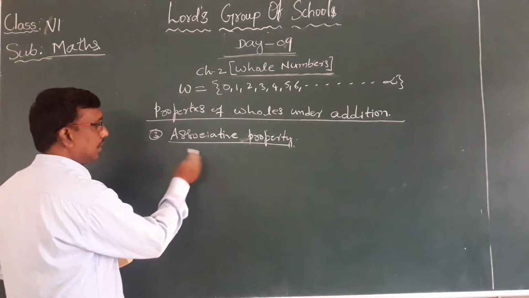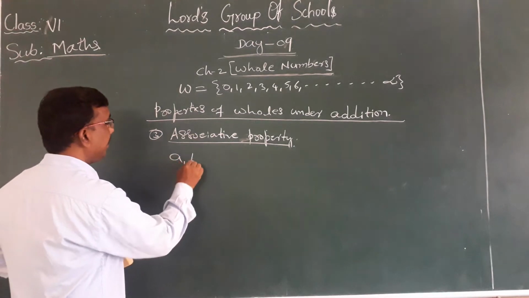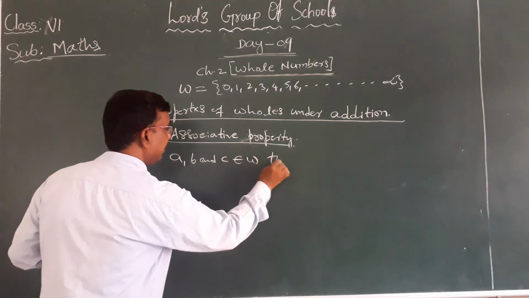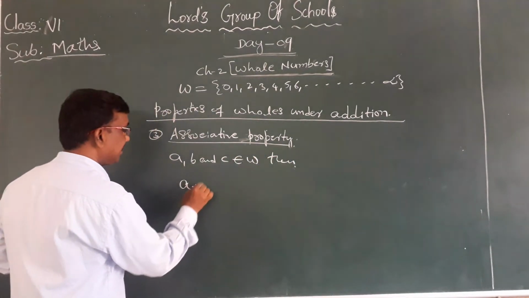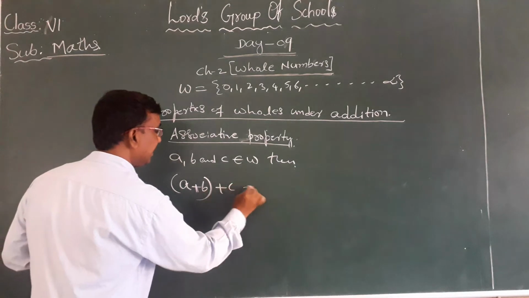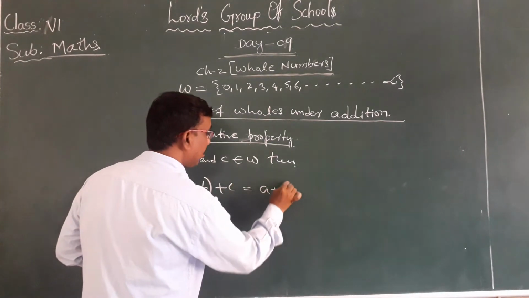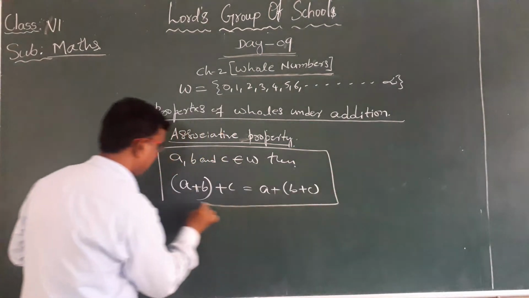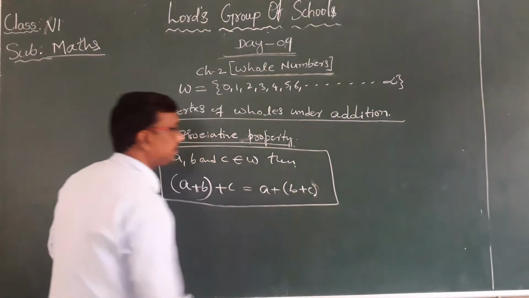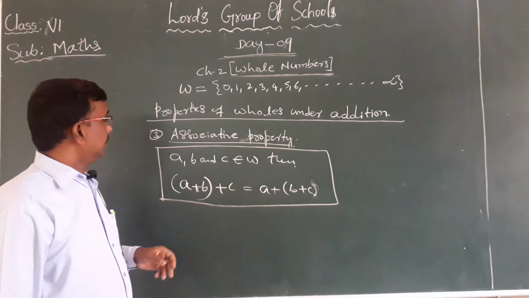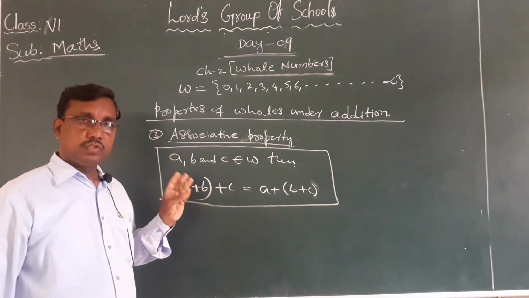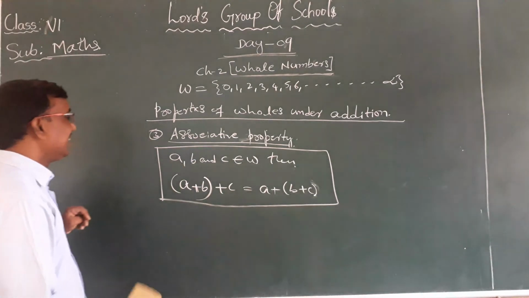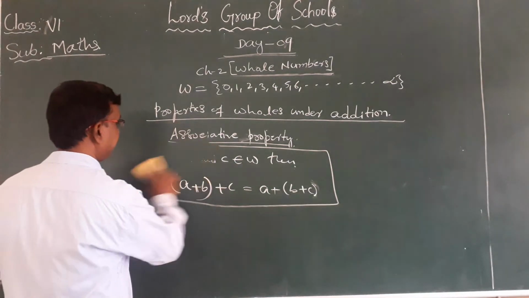So in the place of 3 whole numbers, we can write A, B and C, or any 3 whole numbers. Then A plus B plus C is equal to A plus of B plus C. This is associative under addition. So till now we learned closure property, commutative property and associative under addition. Now we will discuss one more property, that is identity.